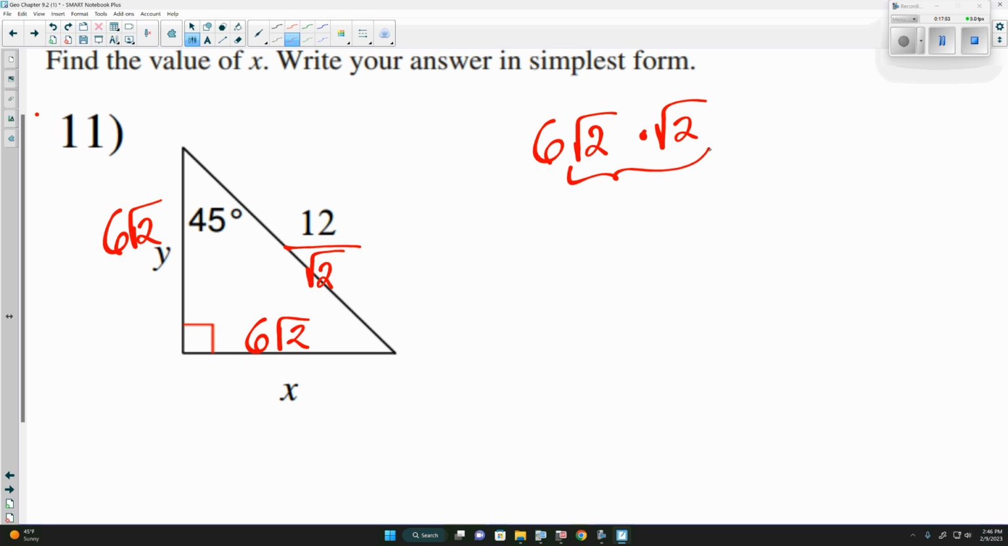Well, the square root of 2 times square root of 2 is the square root of 4. Well, what is the square root of 4? And 6 times 2 is what he gave us, yes? So if there's not a square root in the hypotenuse, it has to be in the legs. And that's it.